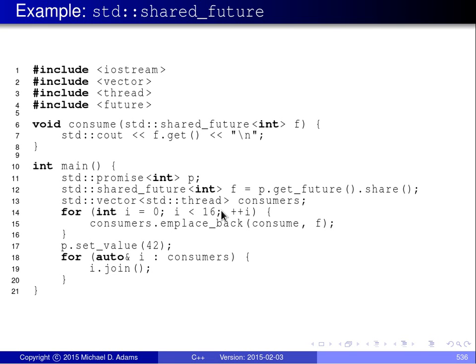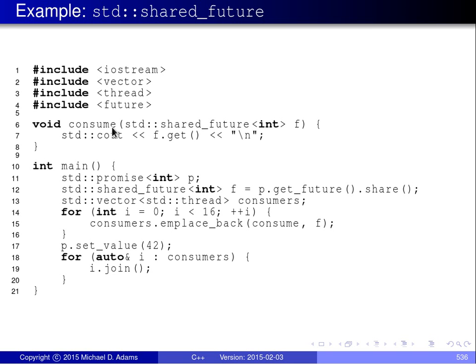Then we create 16 threads in this loop, each of which is going to execute the code in the function consume, and we're passing a shared future to each of these threads. The shared future will be copied because we're passing by value, and this is not going to move, it's going to copy. So we need an object which is copyable, but shared future objects are copyable, so this doesn't pose any problems.